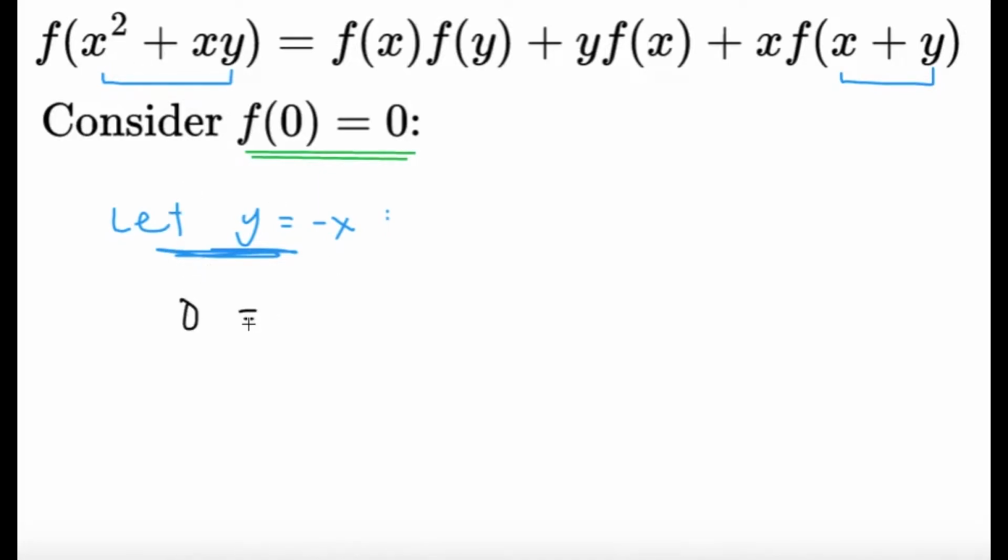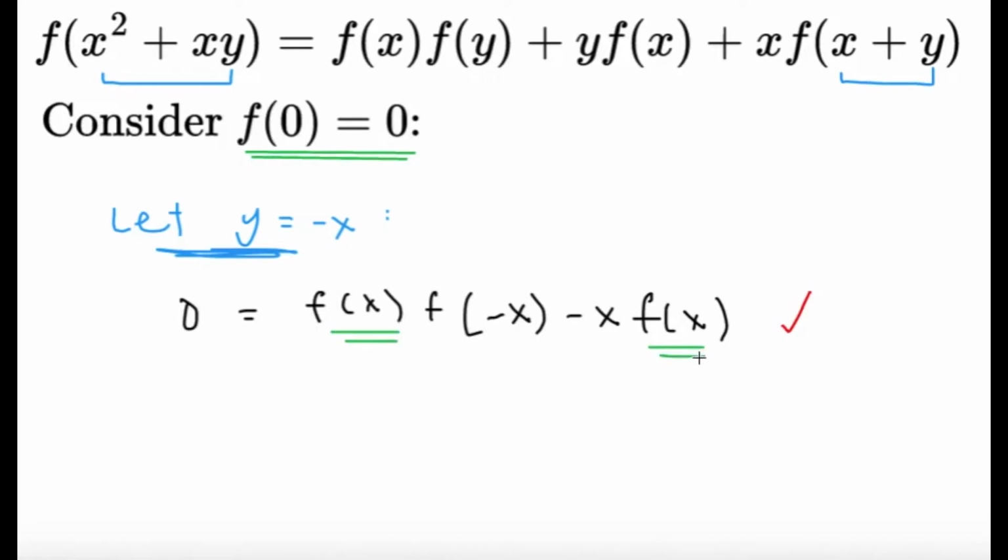So 0 equals f of x times f of y, which becomes f of negative x, and this becomes minus x f of x. And then the last term, f of x plus y, is just f of 0, so it's going to be 0. So we'll have this. Now what's nice about this is that, just like the previous step, there is a common factor of f of x, so I can factor f of x out, and what remains is f of negative x minus x.